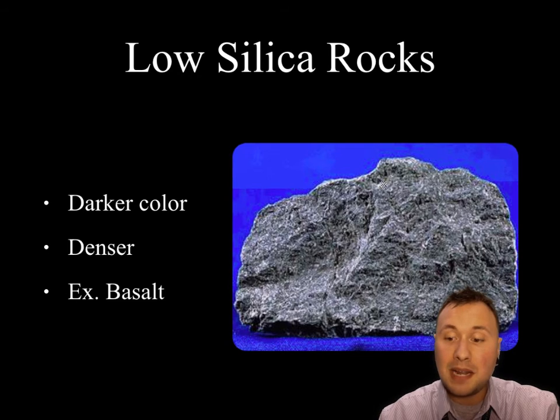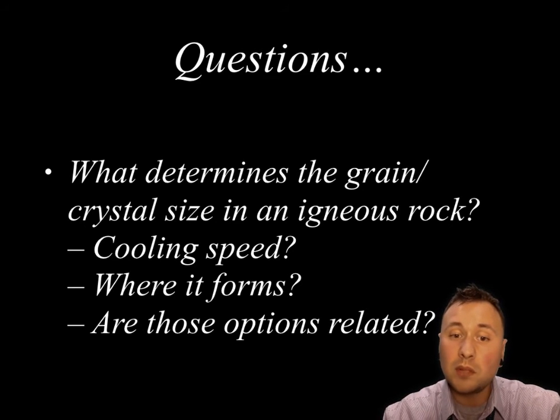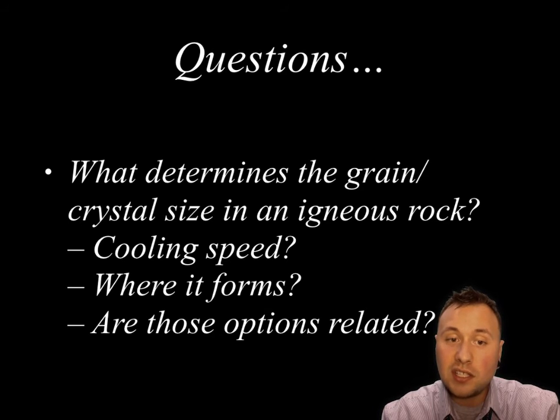So the last thing that I'm going to have you guys do is think about a couple questions. So this first question right here, what determines the grain or crystal size in an igneous rock? Is it the cooling speed or where it forms? And the last question is, are those options, both of those, cooling speed and where it forms, are they related?